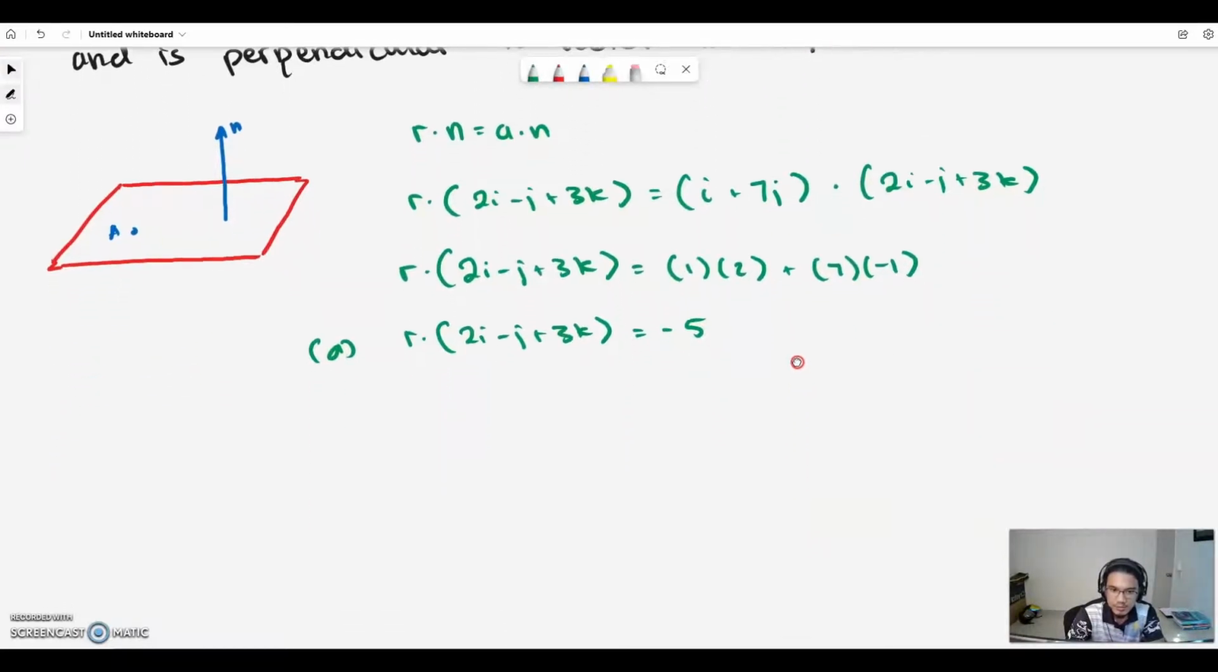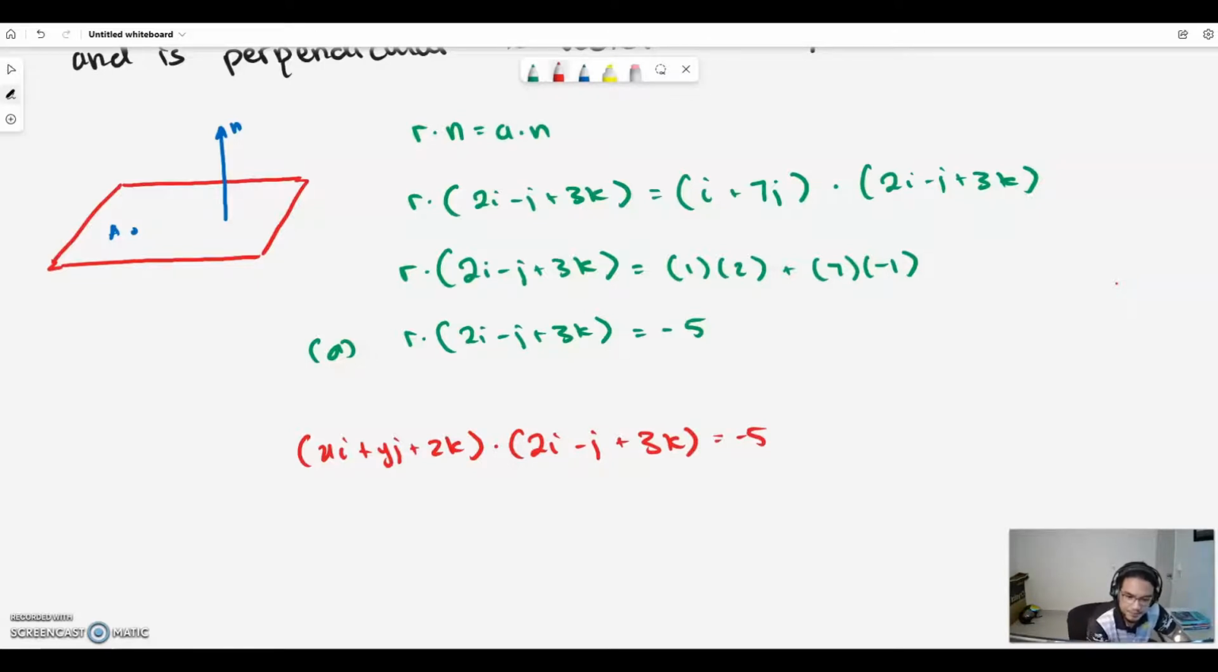Okay, so next we do question B, which is the Cartesian equation. What we need to do is expand or substitute this vector R with its components of ijk. So that will be xi plus yj plus zk dot 2i minus j plus 3k equal to negative 5. And then we proceed with the dot product, and we have 2x minus y plus 3z equal to negative 5. So this is our answer for question B, which is the Cartesian equation of the plane.